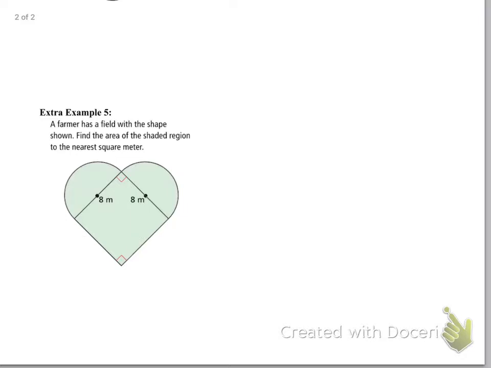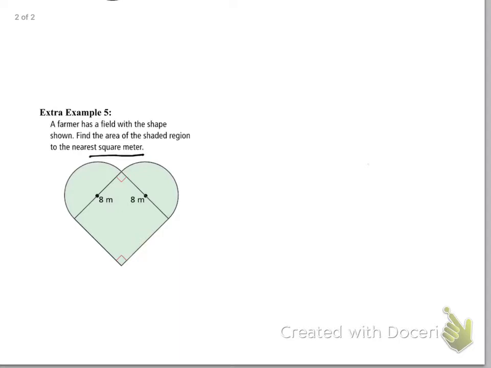Okay, so here we go. A farmer has a field. It's a very interesting field. A field could actually be shaped like this if we had just a square section and then two half pivots, which is done a lot more in the south than up here. We don't irrigate quite as often in our area. We don't have enough water to irrigate. But here we have a farmer with a field with the shape shown. We want to find the area of the shaded region to the nearest square meter.